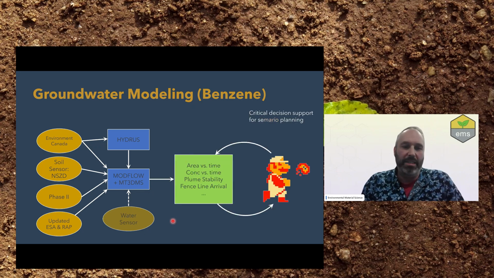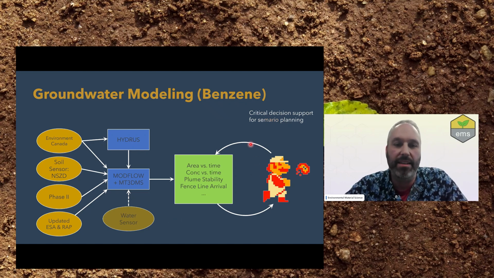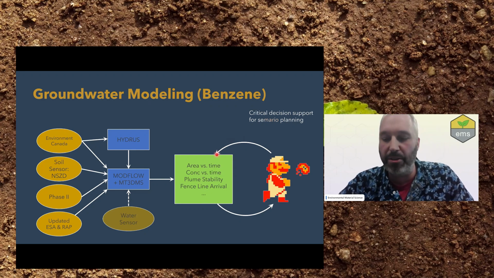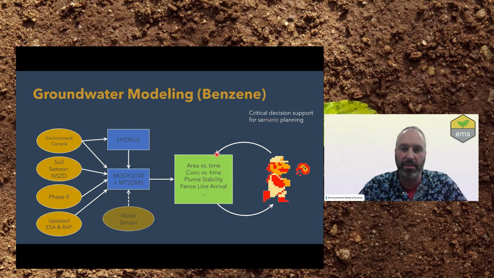And then finally, from these model outputs, there's all sorts of things you can do. You can look at how the area changes over time, concentration versus time, how stable the plume is. You can look at velocities. When does it get to some critical receptor on site? And then this can be an iterative process, talking with the client to see what is the most important metric we need to get out of the site? What should we focus on?